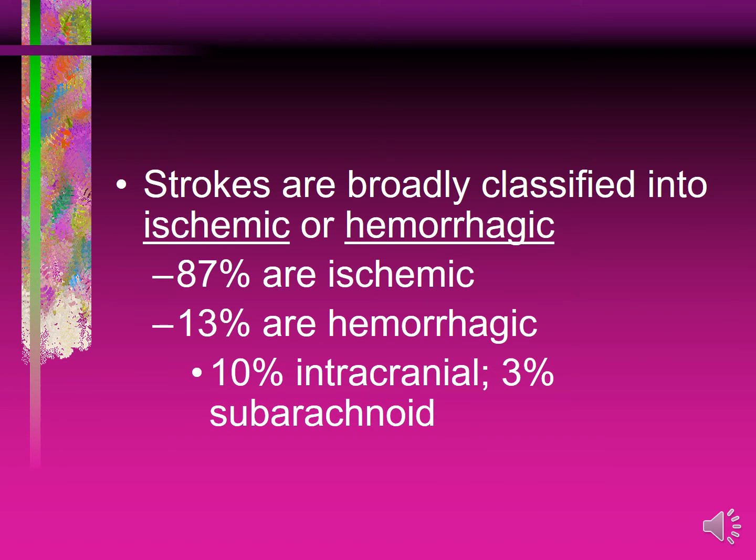Now, strokes can broadly be classified into ischemic strokes or hemorrhagic strokes. The majority of strokes, 87%, are ischemic, and we'll explain what we mean by that in just a minute. And a much, much smaller percentage are hemorrhagic. Of the hemorrhagic strokes, 10% are intracranial, meaning in the brain tissue itself, and only 3% are subarachnoid, meaning between the skull itself and the arachnoid membrane, which covers the brain.